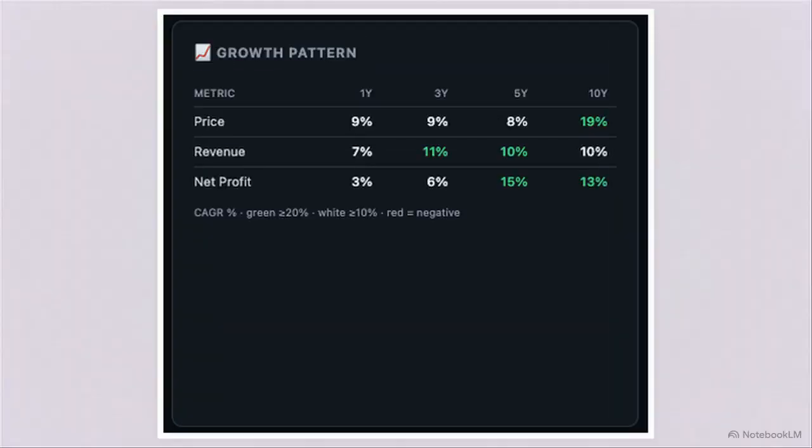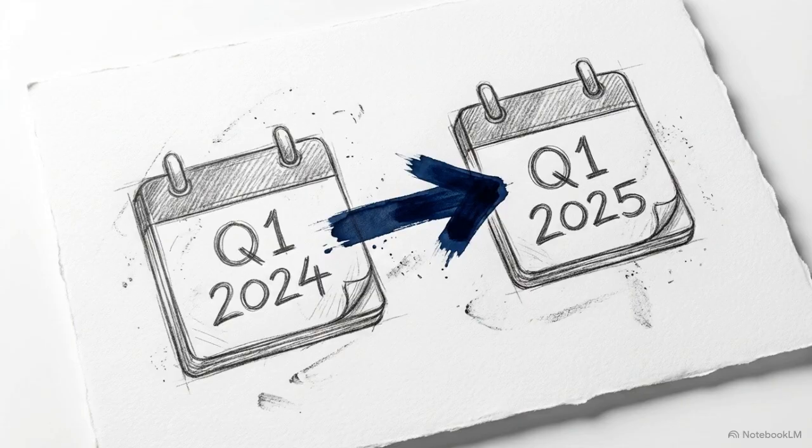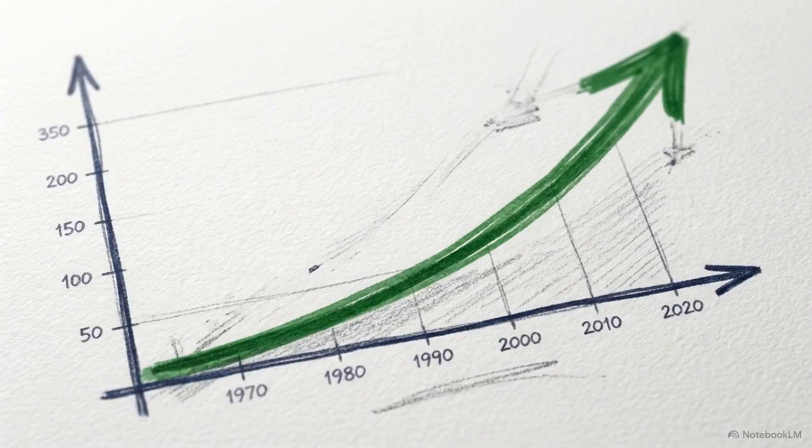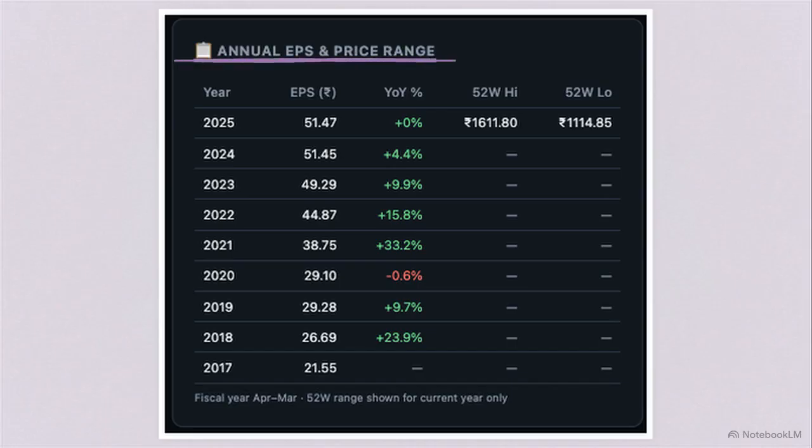Comparing revenue growth against net profit growth verifies if margins are actively expanding. The latest quarter results prioritize year-over-year comparisons to remove seasonal noise from the assessment. Premium verification tools at the bottom of the page track long-term structural compounding. The annual EPS and price range table reveals how the market has historically valued the company's earnings execution.